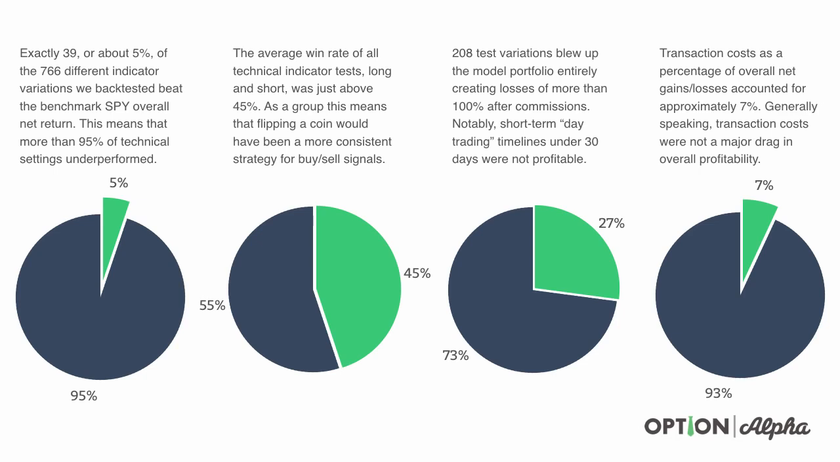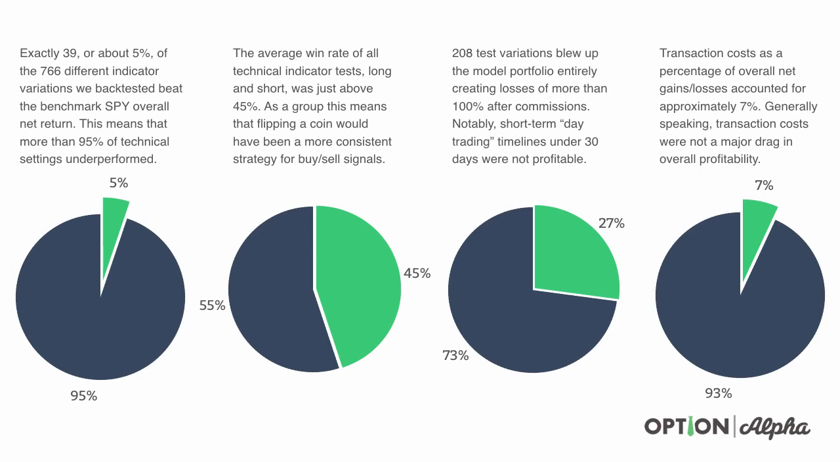The average win rate of all technical indicators tested, long and short, was just above 45%. So what this means is that as a group, flipping a coin would have been more consistent for a strategy of buy and sell signals. Now this gets back down to what I was talking about before. You do not have to purchase this report. Just with these 2 numbers, you realize that you actually have a higher probability of success overall. We're not talking specific indicators. We're talking overall.